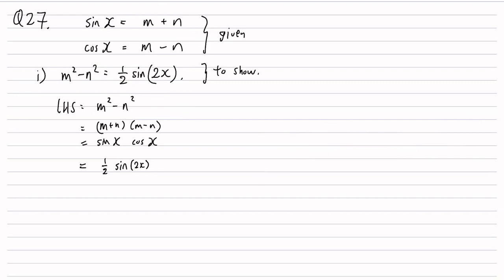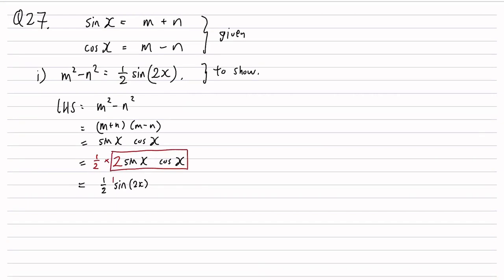Alternatively, you could also times 2 and times half if you want. It's a bit long-winded, not really needed. But you can times 2 in front, and then times half in front. Then you realize 2 sine x cos x is the same as sine 2x, but with a half in front. That could also work. Eventually it's the RHS and you're done.